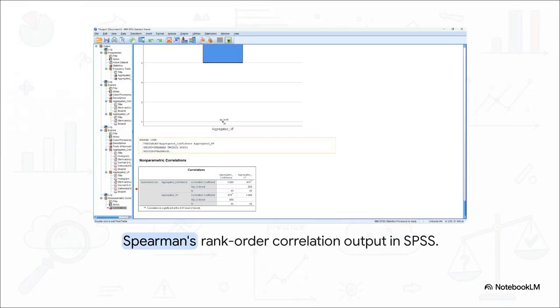Okay, so you run Spearman in SPSS. What are you actually looking at? Well, you want the correlation coefficient and the significance level. In this output, looking at aggregated confidence and user-friendliness, we see a correlation coefficient, or rho, of 0.875, which we'd round to 0.88. And right below that, the significance, the p-value, is 0.000. Since that is less than 0.05, boom, we have a statistically significant result.